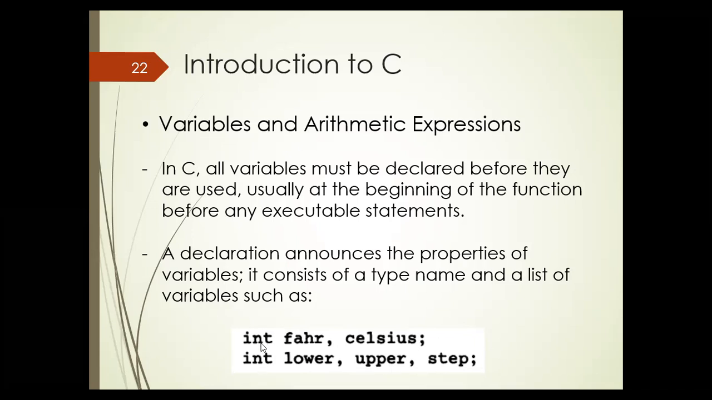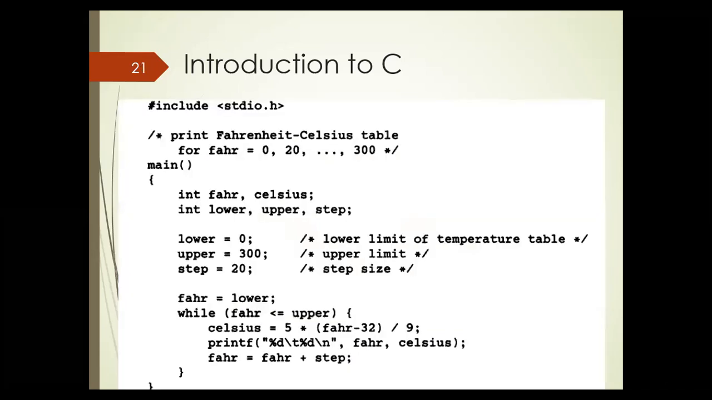So both lines have int. So this int here is simply saying that these variables, for the time being, are integers, so they can store whole numbers. So if we go back to our program again, we start our main here, and after our opening curly brace, we have a series of declarations for variables.